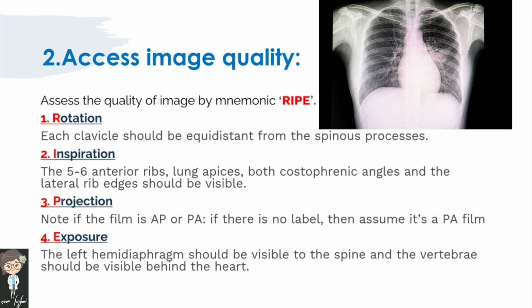P is for projection, which means the film is AP view or PA view. If there is no label, then assume that it's a PA film. If scapulae are not projected within the chest, then confirm PA view. E is for exposure. The left hemidiaphragm should be visible to the spine and vertebrae should be visible behind the heart.